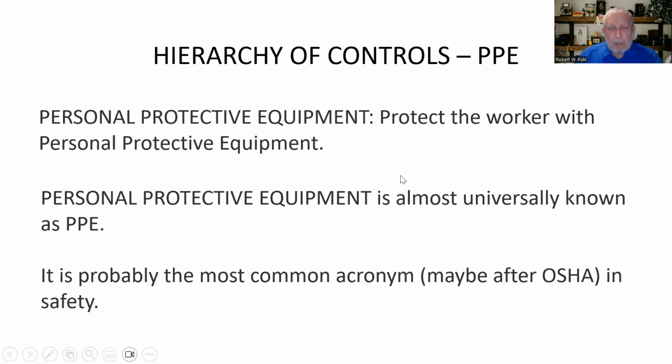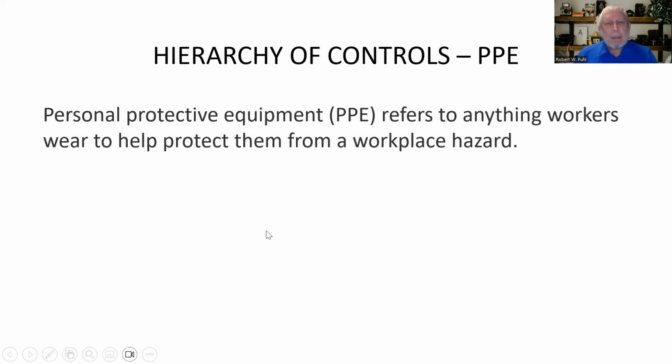Personal protective equipment: protect a worker with personal protective equipment. Personal protective equipment is almost universally known as PPE. You could just say PPE to about anybody in the workplace, and they're going to know what that means. It's probably the most used acronym, maybe after OSHA, in safety. PPE refers to anything workers wear to help protect them from a workplace hazard.